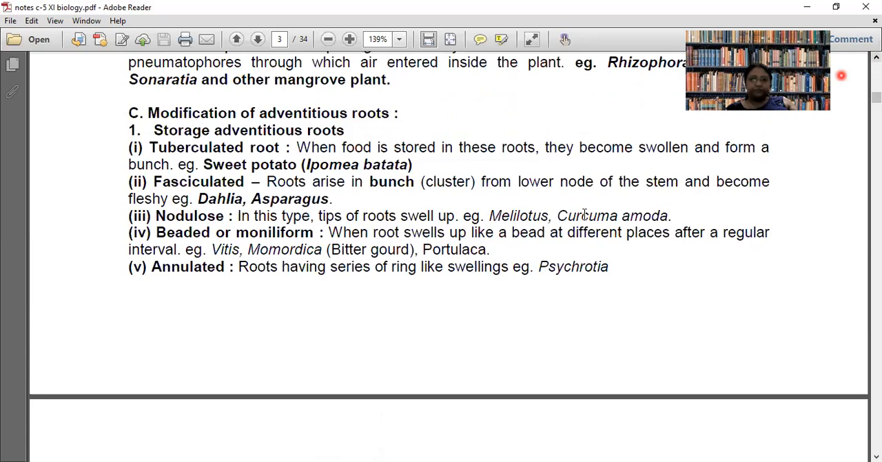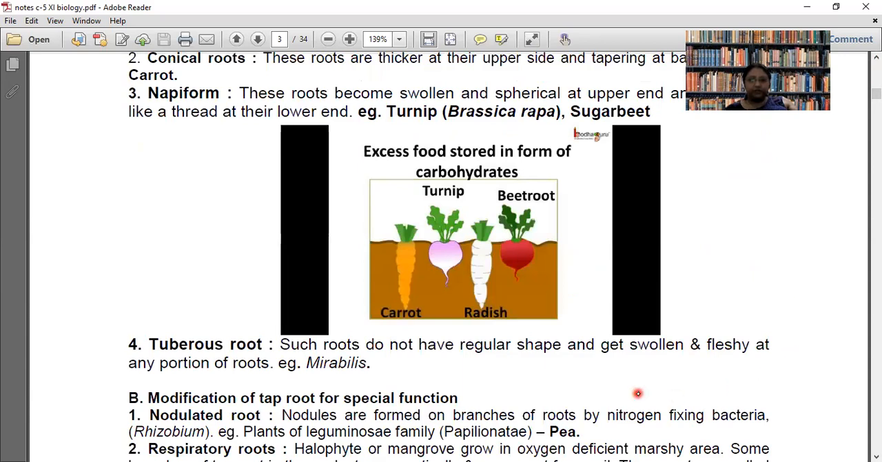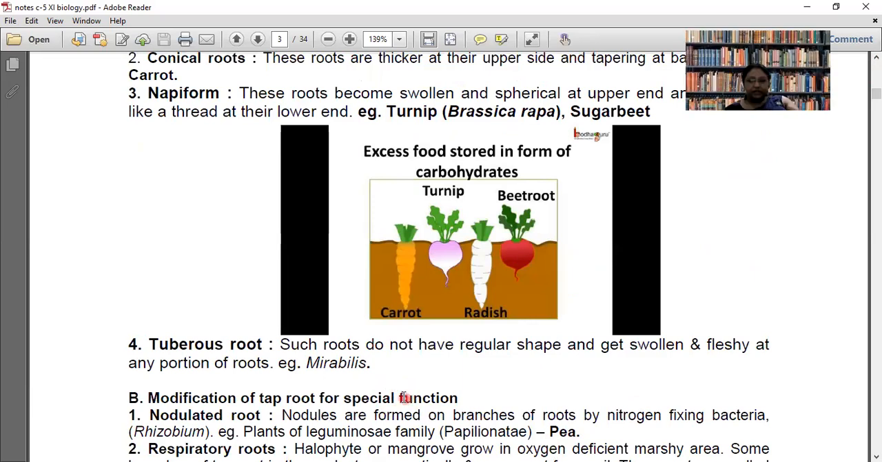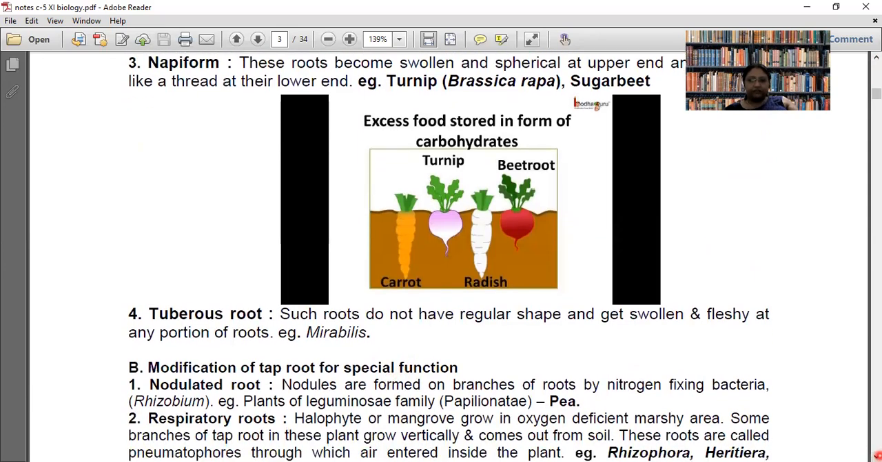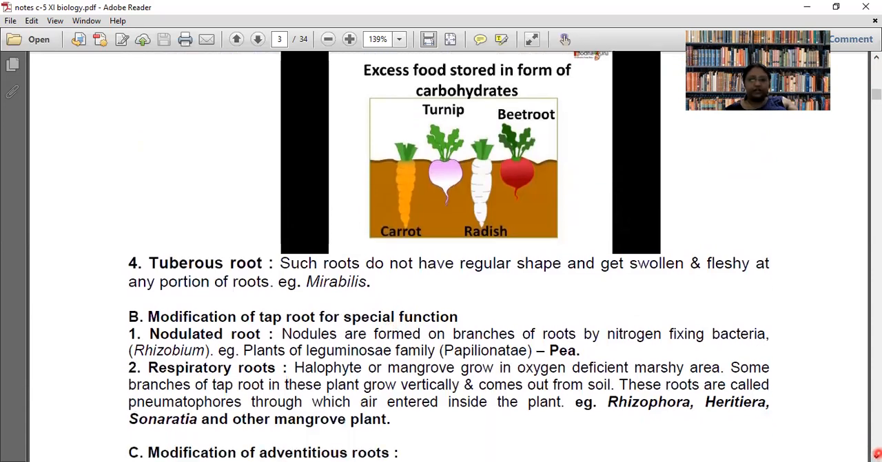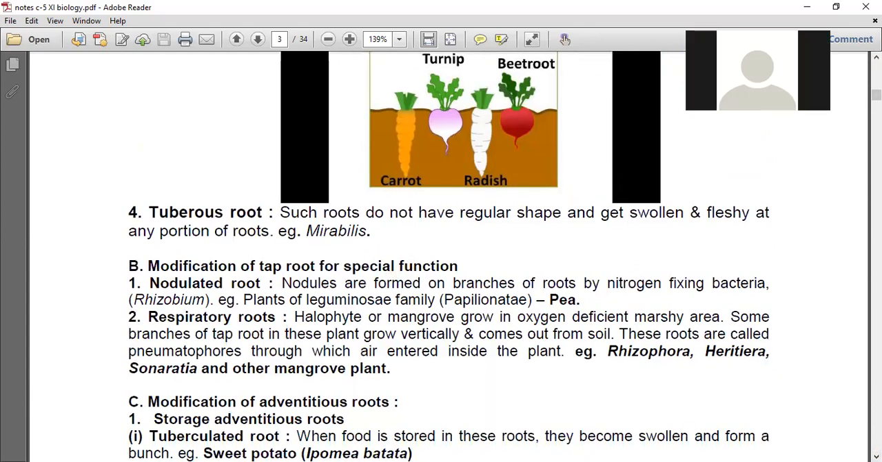Now, other than storage, there can be different modification of roots for different purposes. For example, taproots can be modified for special functions. Like you know about the Pisum sativum or pea plant. They have nodulated root. What is the purpose of these nodules? Who lives on the pea plant due to which it forms nodules? Rhizobium bacteria. So due to their presence, this root will be formed, which is called nodulated root.